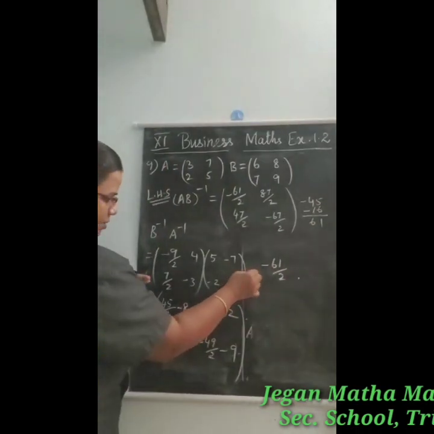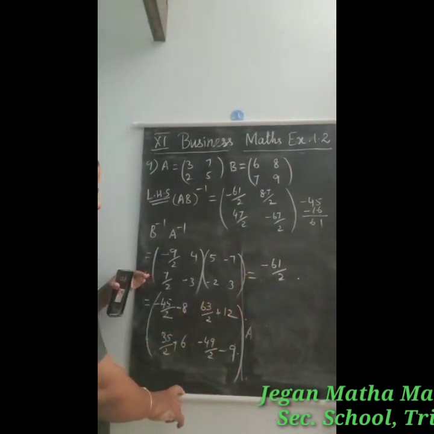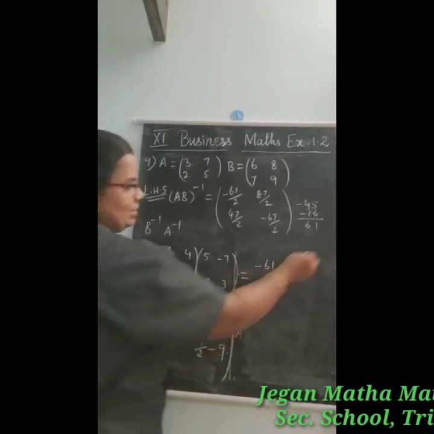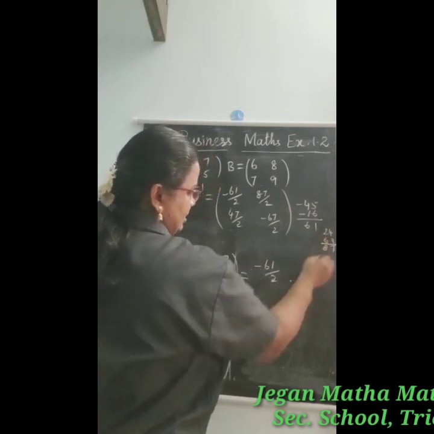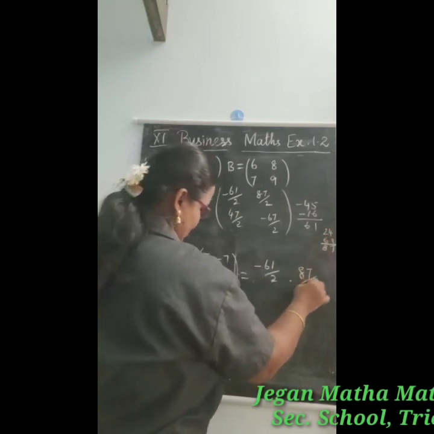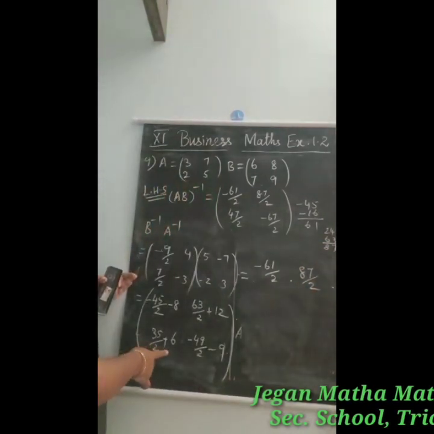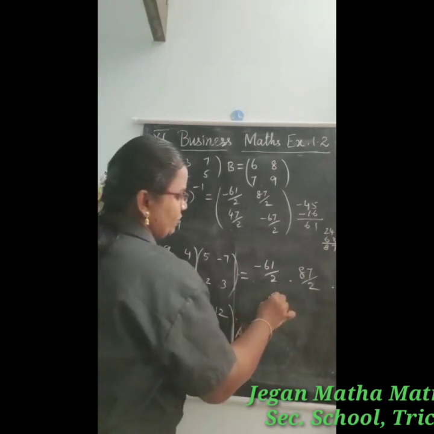And then here 2 is the LCM. So 12 2s are 24. So 24 plus 63, we will get 87. So 87 divided by 2. And then here 2 is the LCM. 6 2s are 12. 12 plus 35, so 47 by 2.